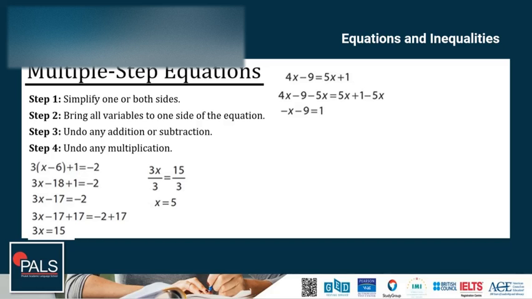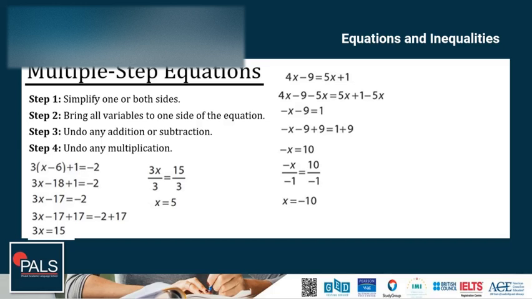Undo the subtraction by adding 9. So we've got negative x is equal to 10. Undoing the multiplication by dividing both sides by negative 1, x is equal to negative 10.